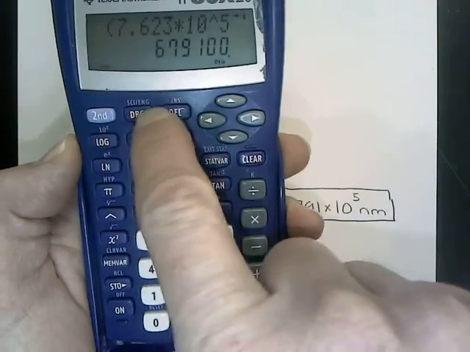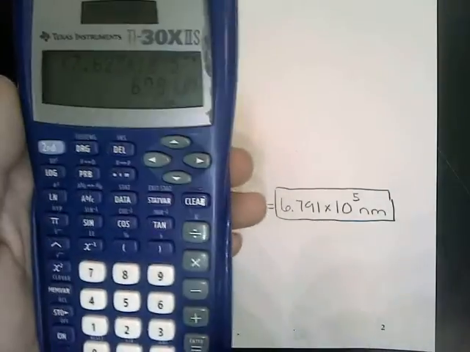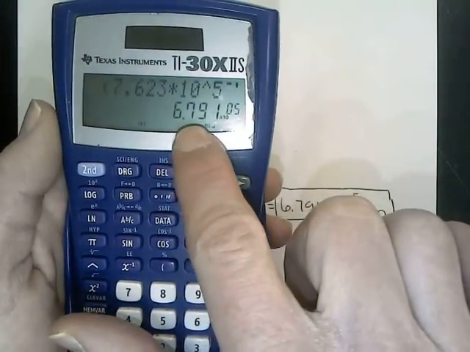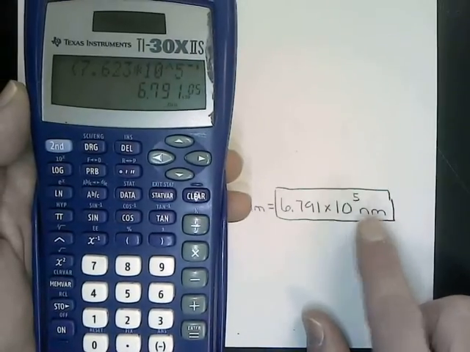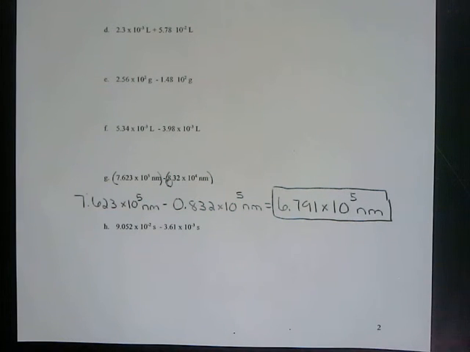Again, we get a big number, but we're not in scientific notation. So we hit second, sci, enter, and look, 6.791 times 10 to the 5th. That matches exactly what we have here. So those scientific calculators, once again, are a very good double check for our scientific notation.